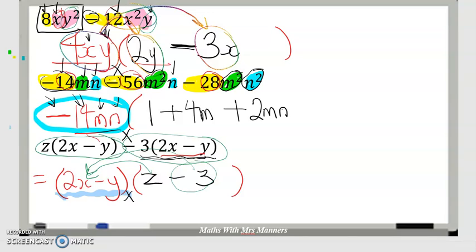All right, I hope that makes sense. That is, I think, hopefully the full picture of Year 8 factorization, but definitely at a harder level, ready to begin Year 9 factorization.